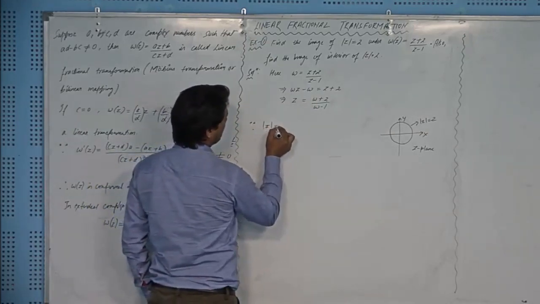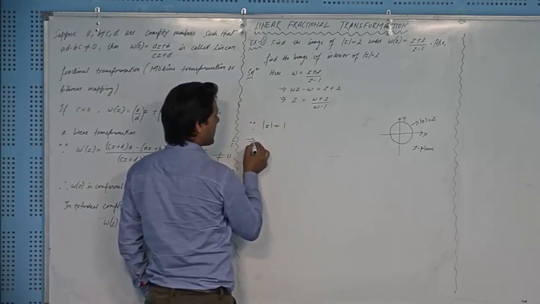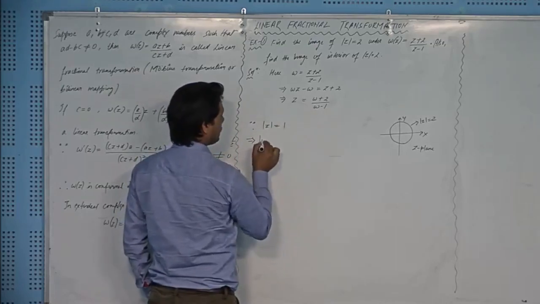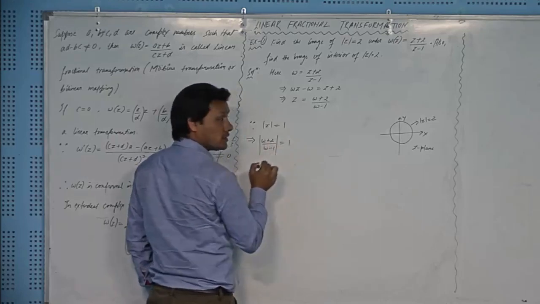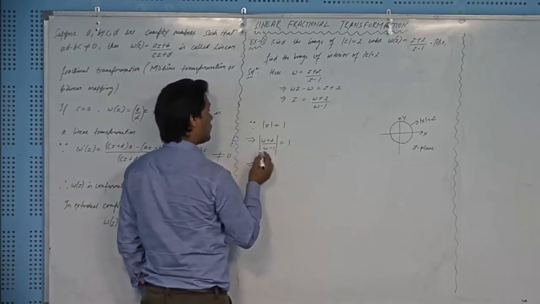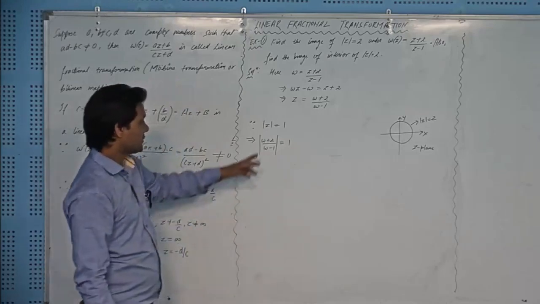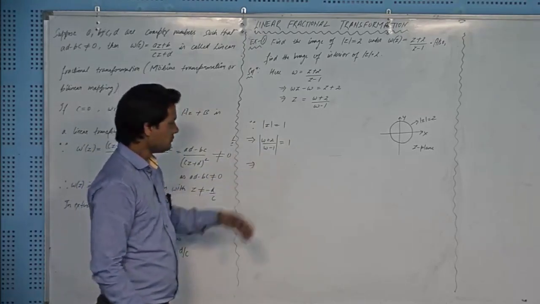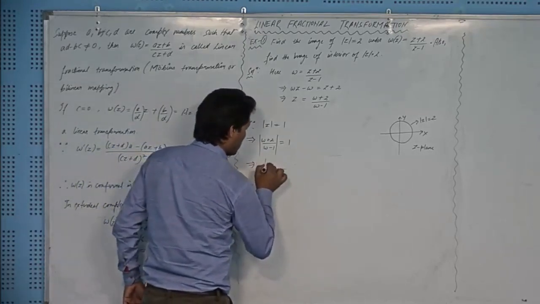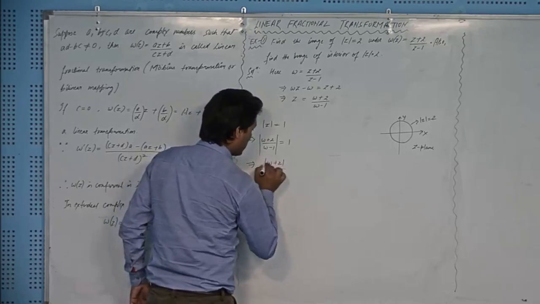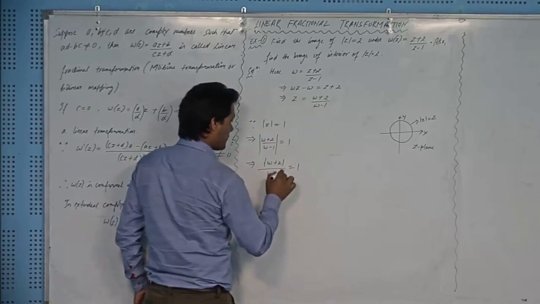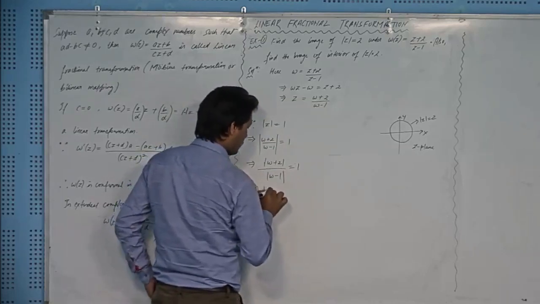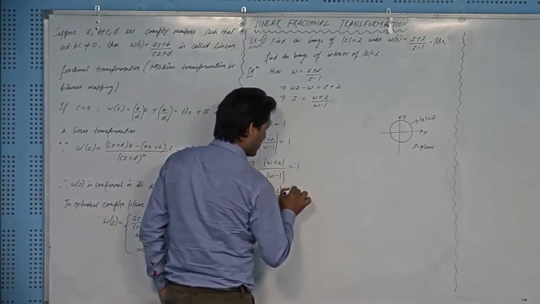And since mod z equal to 2, this implies that the modulus of (w plus 2) over (w minus 1) equals 2. And then you know that the modulus of a fraction is equal to the ratio of their moduli. Then you will cross multiply it, and you will get mod of (w plus 2) equal to 2 times the modulus of (w minus 1).